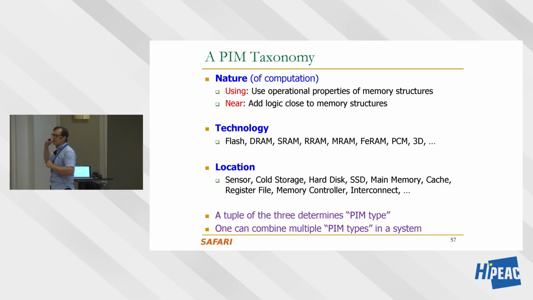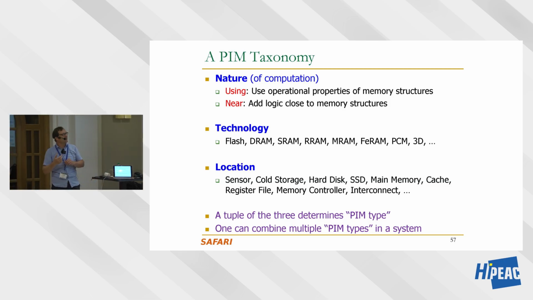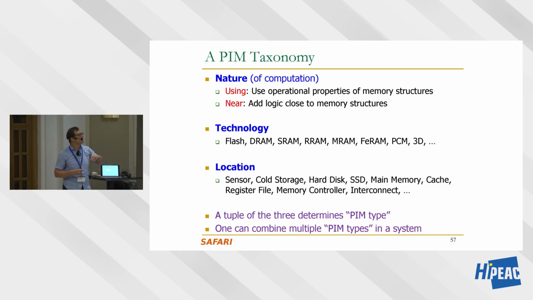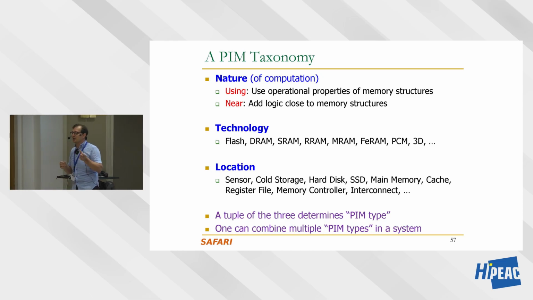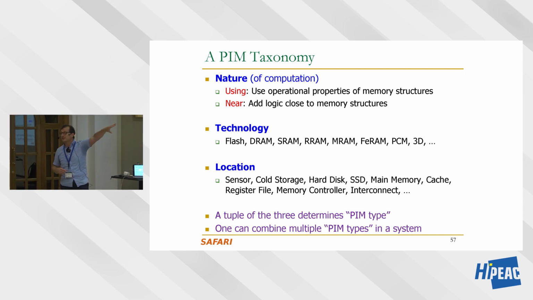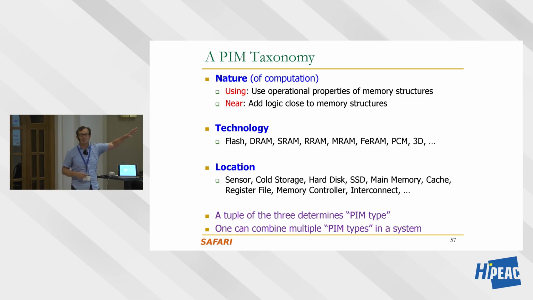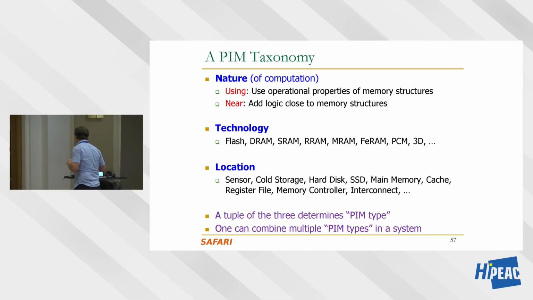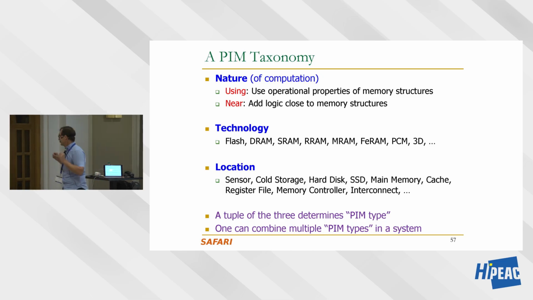So this is a longer taxonomy. I'm not going to go over this in detail, and we haven't put this into the paper yet. I would like to put this into the paper. But this was an example of nature. So a processing in memory system is really a tuple of nature, technology, and location. We talked about nature. Technology could be many different technologies. It could be DRAM, it could be flash, it could be SRAM, etc. It could be PCM. And location is location from the system's perspective. Is it in the memory controller? Is it in main memory? Is it in SSD? Is it in hard disk? Is it in tape? And I think all of these places have their role to play in computation.